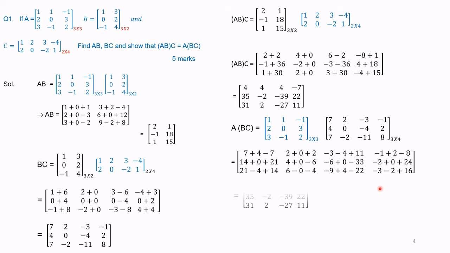Now we will simplify it. Simplifying, we get 4, 4, 4 minus 7, 35 minus 2 minus 39, 22. 31, 2 minus 27 and 11. So this is A into within bracket BC. Hence, by comparing this with the previous equation, we get AB into C is equal to A into BC.